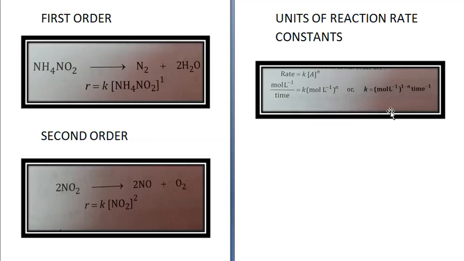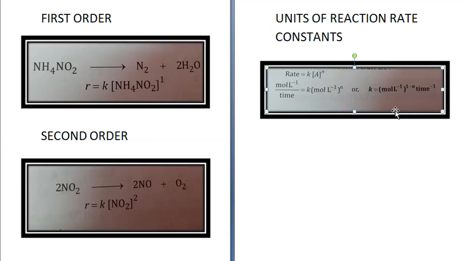And for gaseous phase reaction, mole per liter is replaced by atmosphere or bar. So wherever you have written mole per liter, you will have to write atmosphere or bar if the reaction is a gaseous phase reaction. So this is all for today. The remaining we will take up in our next video.